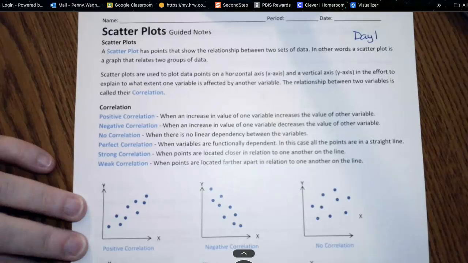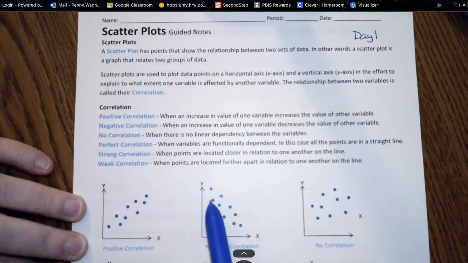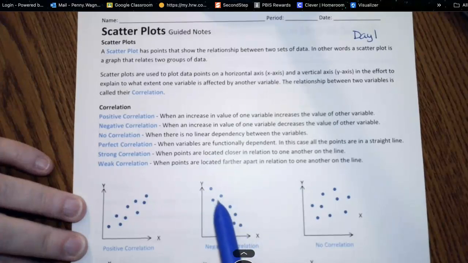A negative correlation is when the increase in value of one decreases the value of the other variable. And so this one here is an example of a negative correlation. So as this number increases, this number is decreasing. And so then we get this downward motion.